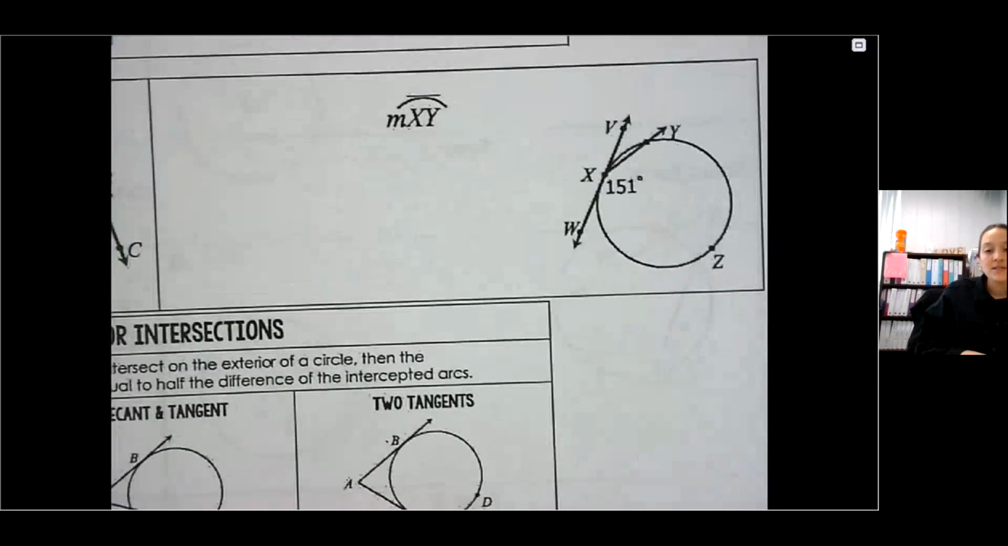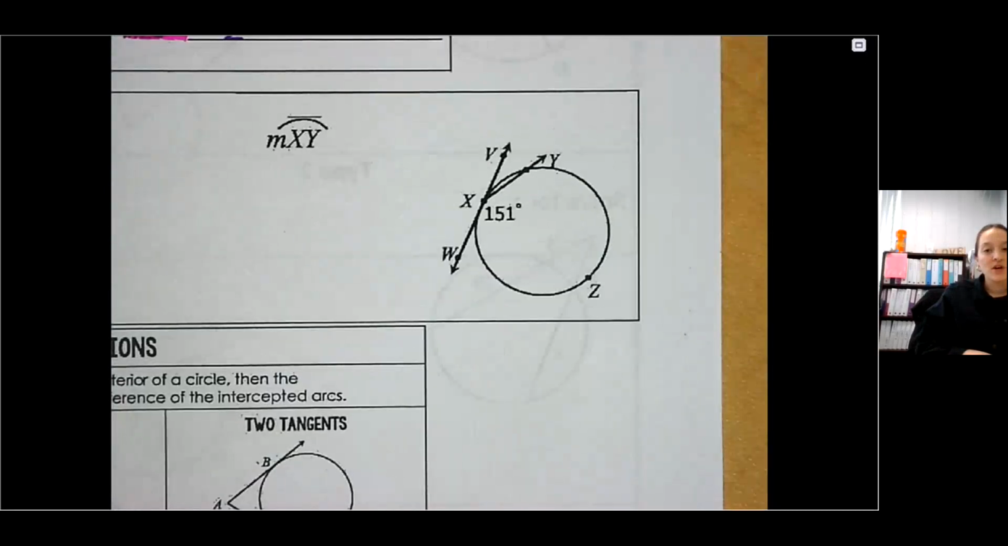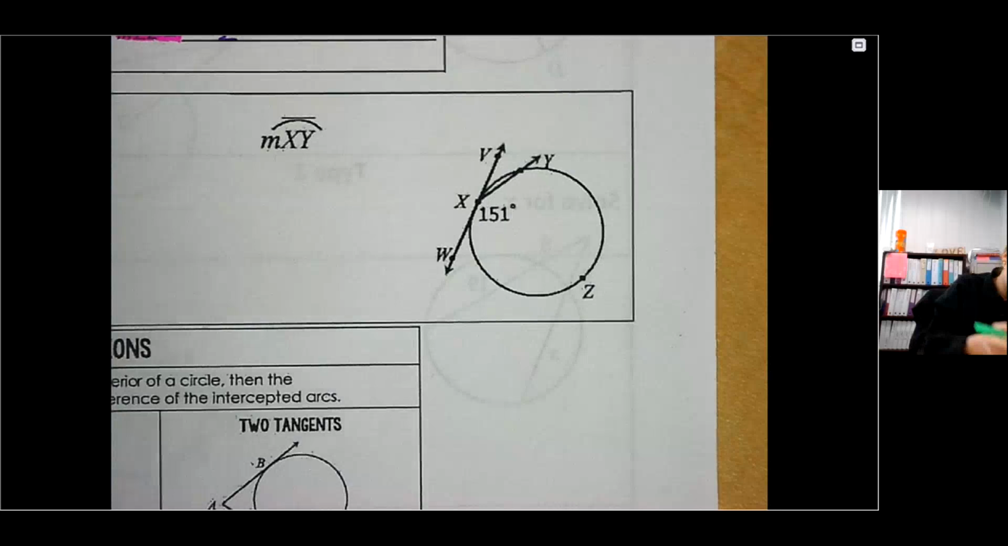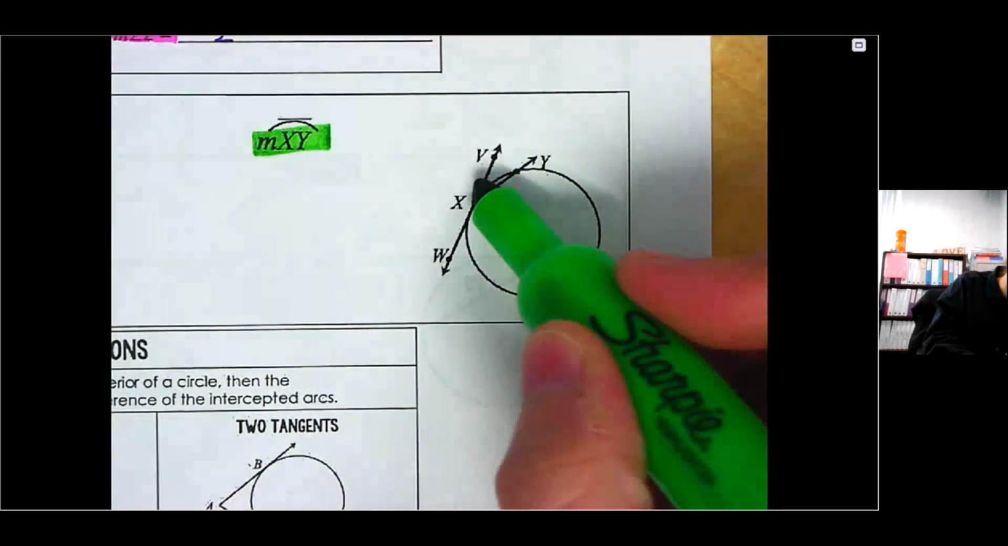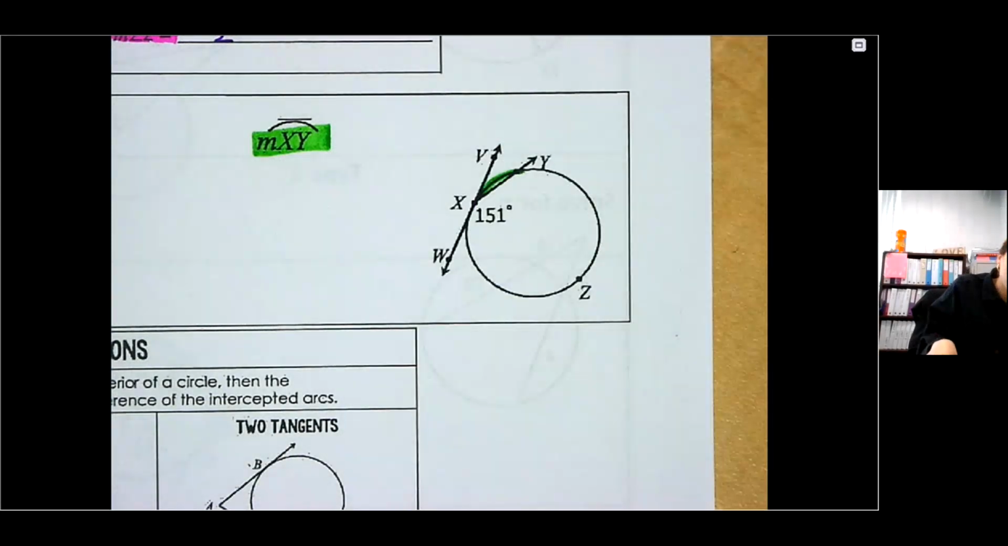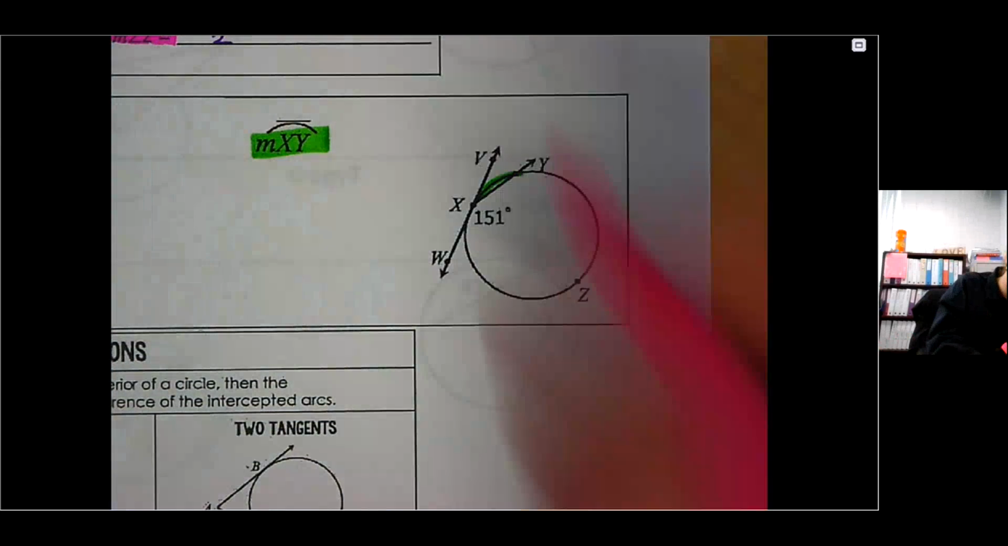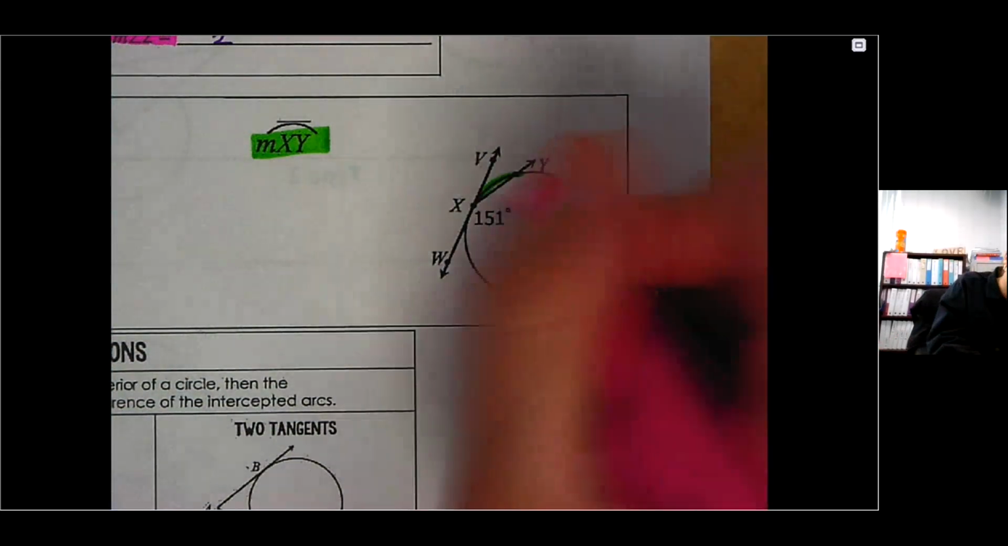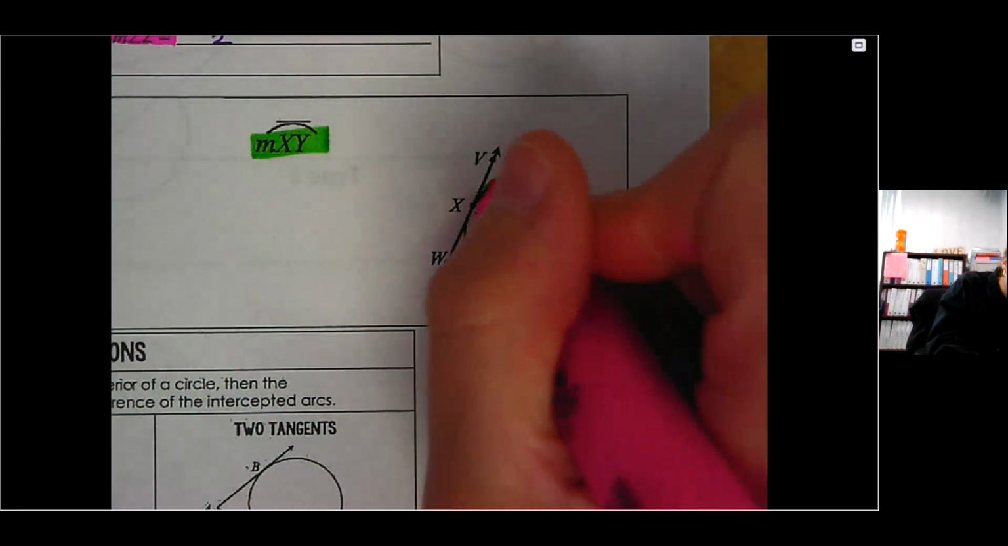Next one asks you to find the measure of arc XY. So again, I'm given some pieces. I'm not given what I need. XY is this arc over here. So I need to figure out what that arc is. But I know this time that the 151 doesn't correspond with the arc measure. It actually corresponds to this angle right here.